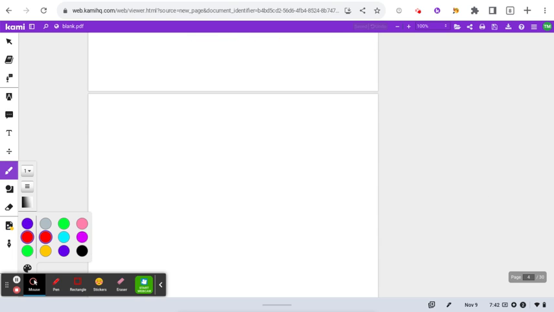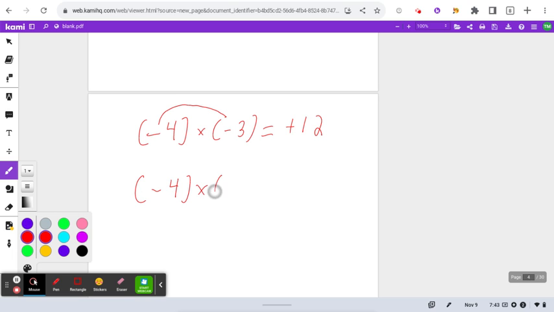Now going back to integers, remember when you're multiplying and dividing, if you're multiplying like a negative 4 times a negative 3, remember negative times negative will be positive. So this would be positive 12. If the signs are opposites, like negative 4 times positive 3, this one would be a negative 12. And same thing with division. If both are negative, the answer is positive.